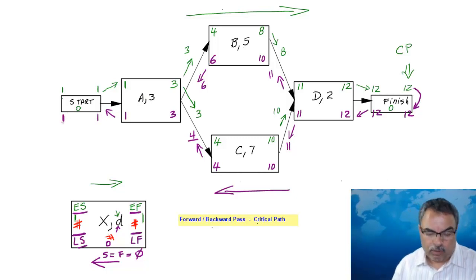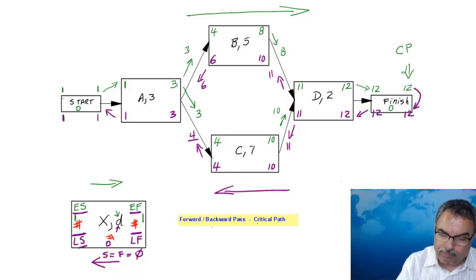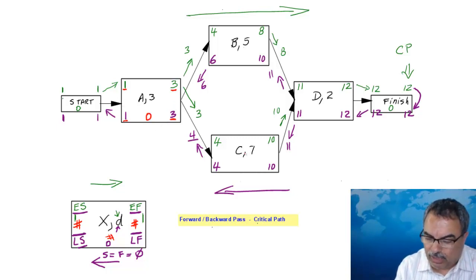As you can see now, look at this. I have 3 and 3 here. They're the same. And 1 and 1 is the same, or 3 minus 3 is 0. 1 minus 1 is 0. Therefore, slack equals 0 here. Same thing for task C. 10 minus 10 is 0, or 4 minus 4 is 0. So that's the slack. Task D, same thing. 12 minus 12, or 11 minus 11, 0.